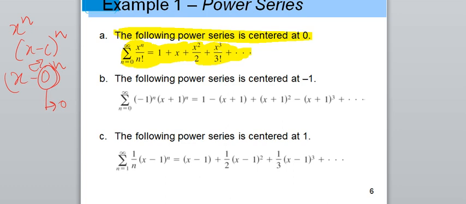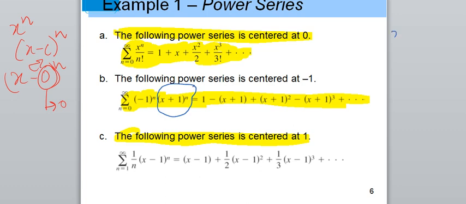Next one, you can see where it is centered at. The next series is centered at -1. Okay, so the c is -1, and over here the series is centered at +1. How do you get -1 +1? Very simple. Over here, concentrate on this part.